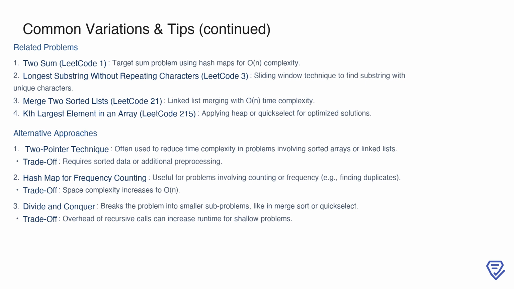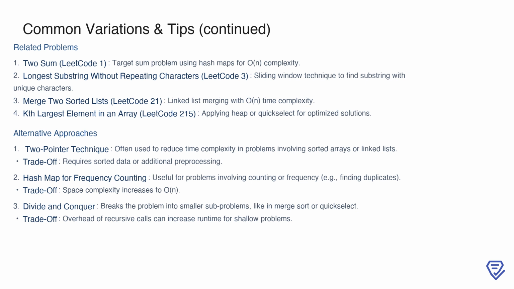Understanding related problems can deepen your grasp of the partition list problem and help you recognize patterns. For instance, the two-sum problem, which uses hash maps to achieve O(n) complexity, is an excellent example of optimizing performance with auxiliary data structures. Similarly, the longest substring without repeating characters problem leverages the sliding window technique to efficiently find substrings with unique characters. Merge two sorted lists is another related problem that demonstrates how to efficiently merge linked lists with O(n) time complexity. Finally, the kth largest element in an array problem introduces techniques like using heaps or the quick select algorithm for optimization.